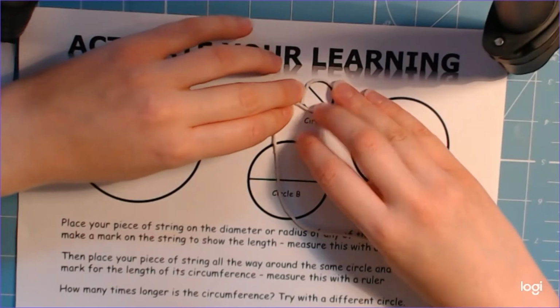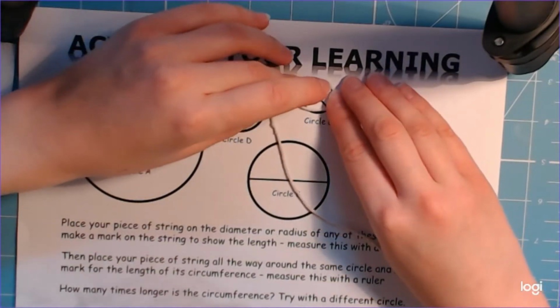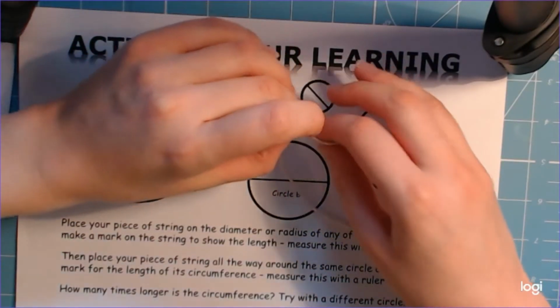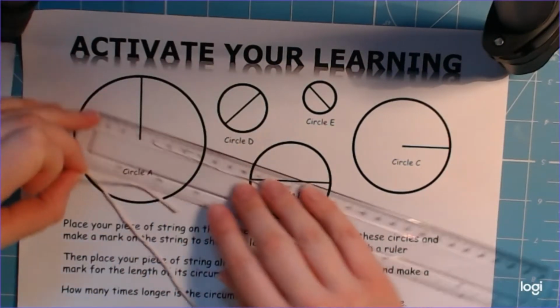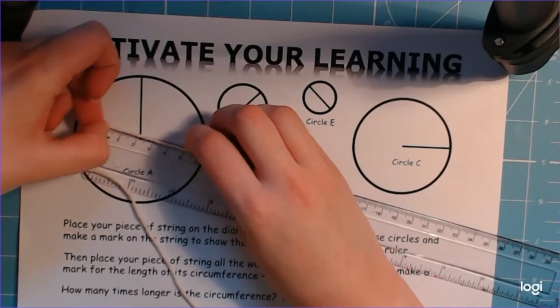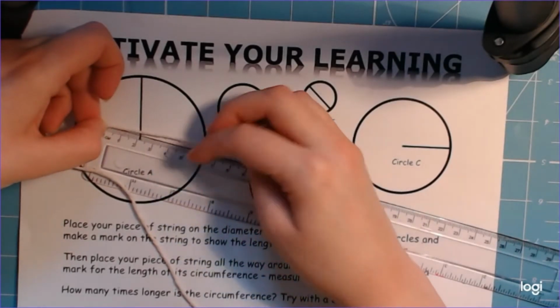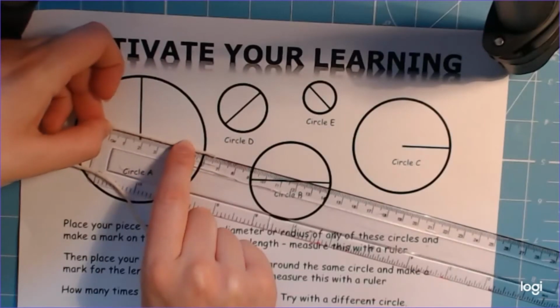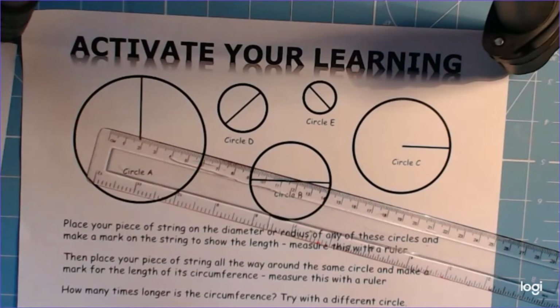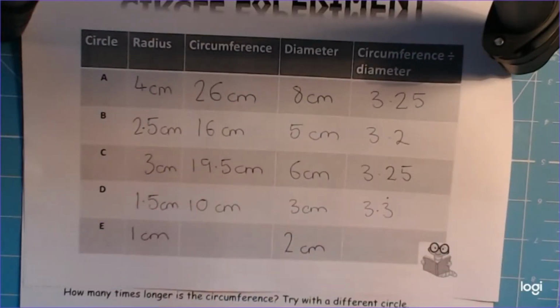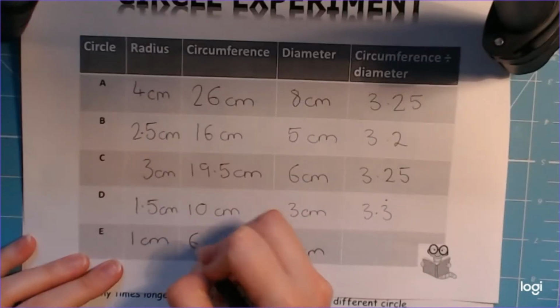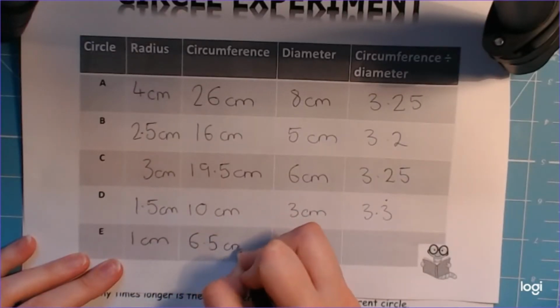Okay, so there we go. So about to there. Now obviously this isn't going to be the most accurate measurement, but it should give us an idea of what's happening. So if I measure that, that is 6.5 centimetres. I think you can probably just about see, 6.5 centimetres that goes up to. So the circumference is 6.5 centimetres.